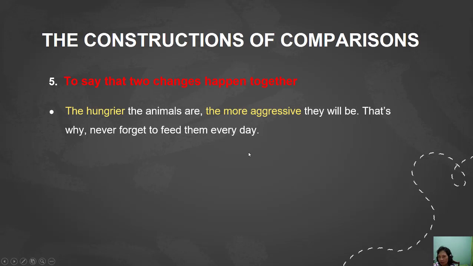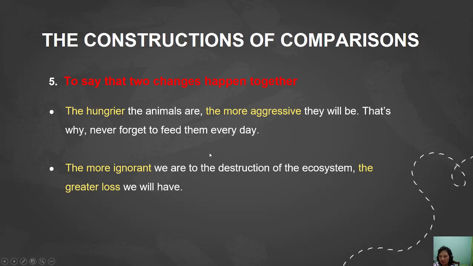In informal speaking, it is okay that you don't have the complete sentence like this. You can say the hungrier, the more aggressive the animals will be. But in writing, I just suggest that you should have this one completely written, like the subject and then the predicate. The other example is the more ignorant we are to the destruction of the ecosystem, the greater loss we will have.